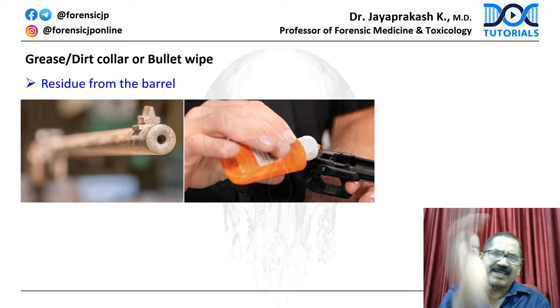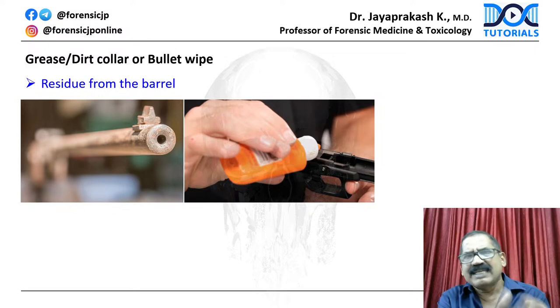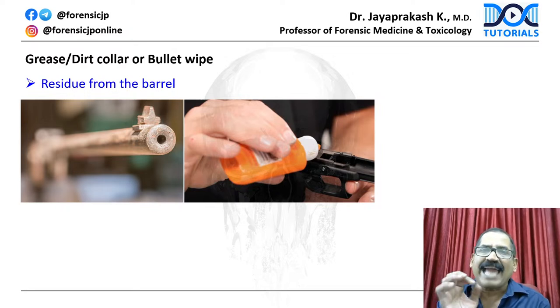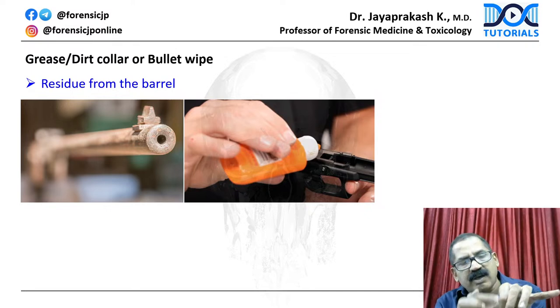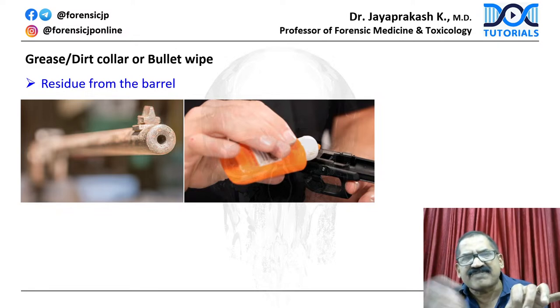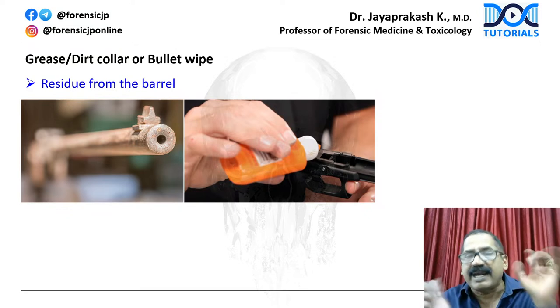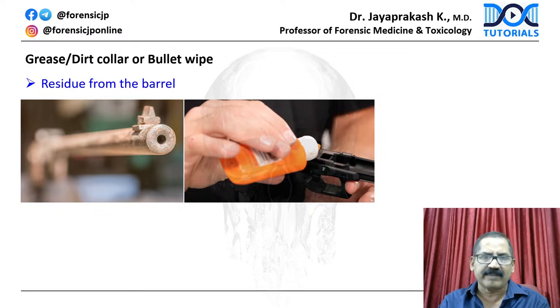Look here. If you keep a gun openly, or keep a gun for a long time, the barrel may get rusted, or the entire weapon may get rusted. That's why they apply grease, not only outside but even inside the barrel. At the same time, if you don't use your table for a long time, even one or two days, you can see a lot of dust on the table. Likewise, through the muzzle end, the dust as well as fibers, whatever minute elements, may enter inside the barrel along with grease or oil. When the bullet is fired from the gun and is coming out through the barrel, the bullet surface will be smudged by this residue from the barrel, that is grease, fiber or whatever it is.